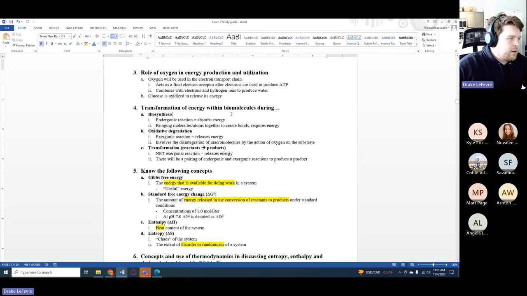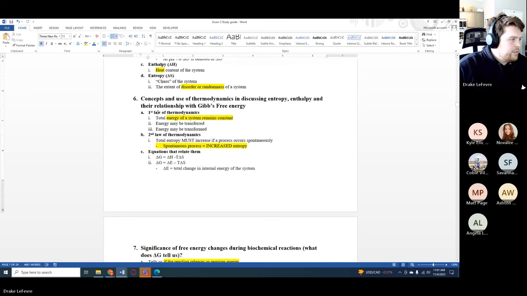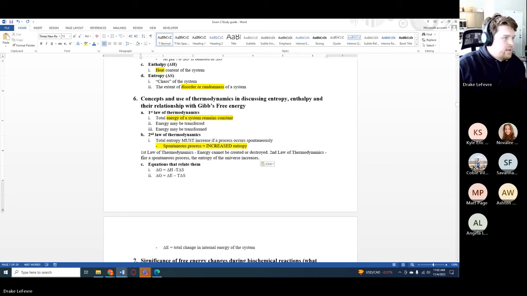Transformation of energy within biomolecules. There should be these two laws of thermodynamics. He will most likely ask you a question. I think he asked the question, like, which of the following is the first law of thermodynamics? These are the three laws. There's a third law, but we don't worry about that because that's a whole other thing.